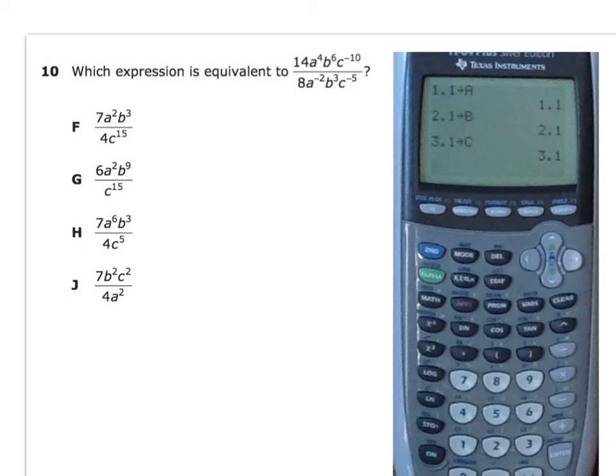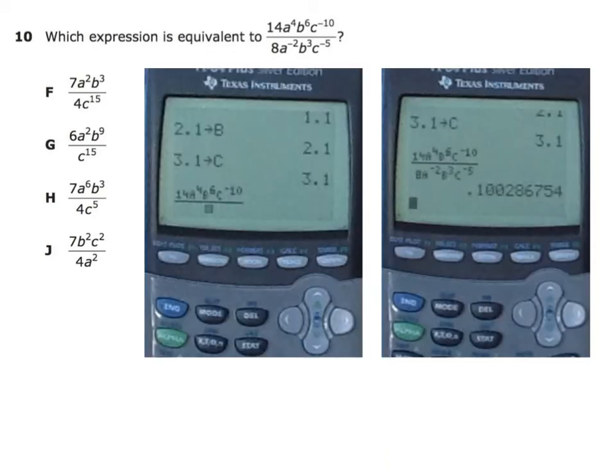Now that my calculator has a value for A, for B, and for C, I'm going to test and see which one of these answer choices will be equivalent. So first thing I got to do is I've got to enter in my problem. So I'm going to use the alpha y equals key and then the number 1, and that pulls up my fraction bar.